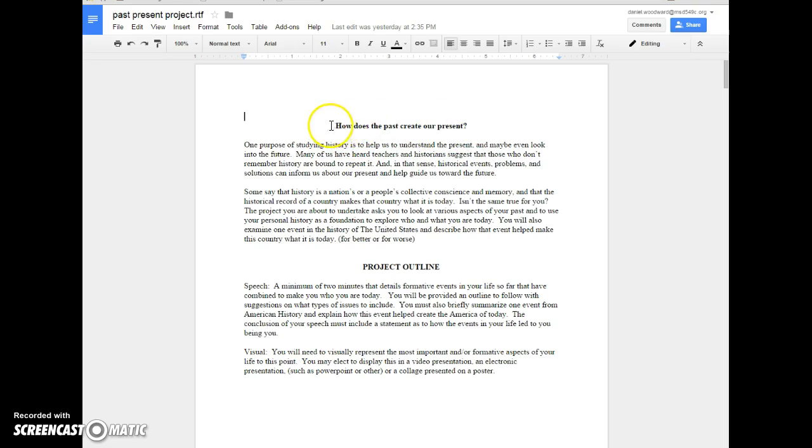So we know that our presentation is based on how the past creates our present. That's the goal of this. So cause and effect is the skill that we're working on. So whether you're talking about yourself, your history in certain sections, or you're talking about your historical event that you're choosing, you're talking about cause and effects.